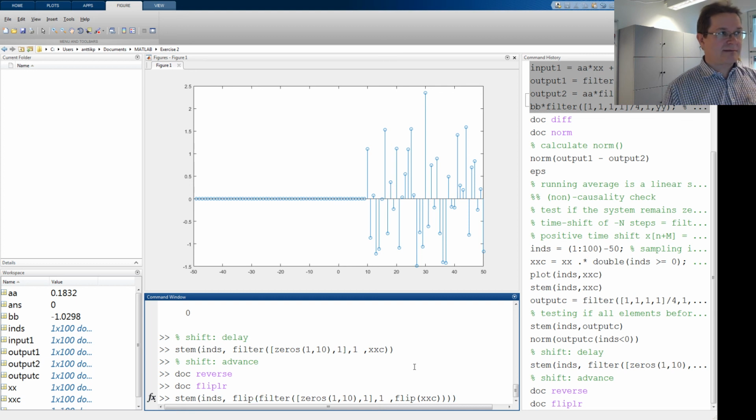So that's 10 time steps left. What would happen? Before I press here, what happens to the right hand side of the data? What will be the last 10 points?